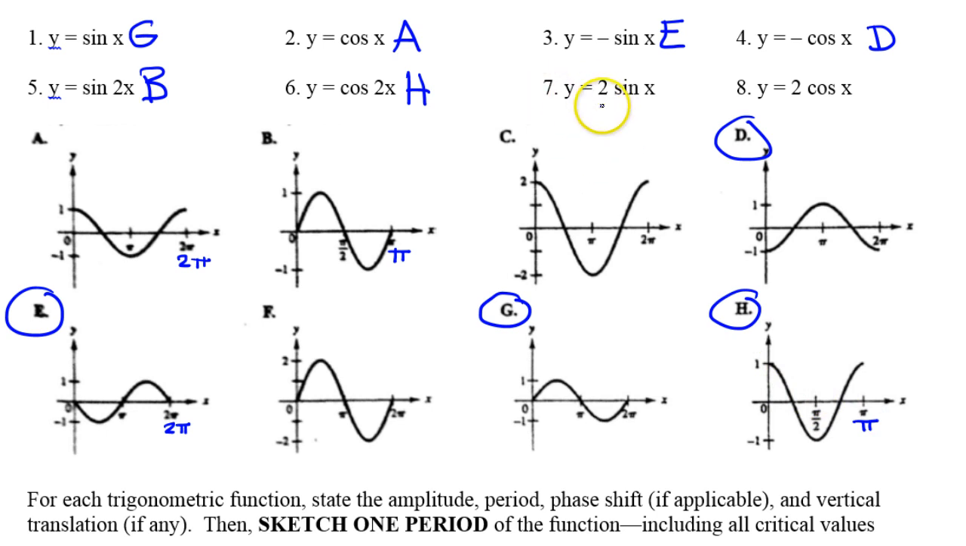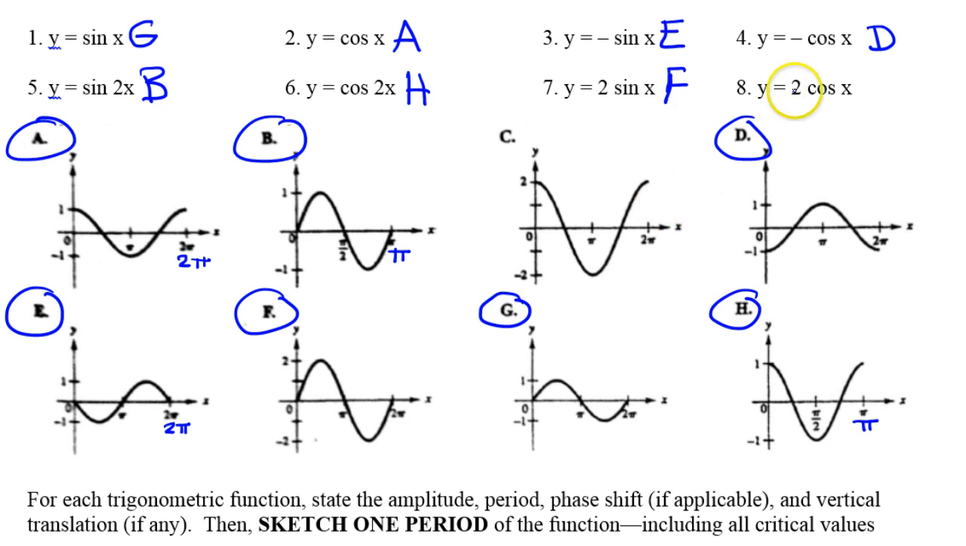Now for number 7, this 2 is an A value. That's going to affect the amplitude. So I'm looking for a sine function that goes up to 2 and down to -2. So let's see, that is a cosine function. In fact, we already did this one. This is a sine function, but the period, we already did that one. Okay, look at F. This is a sine function where the amplitude is 2. So it goes up to 2 and down to -2. So the answer to this one is F.